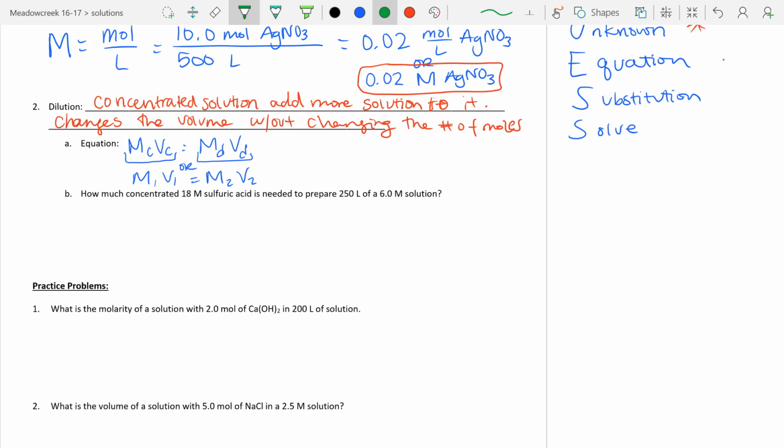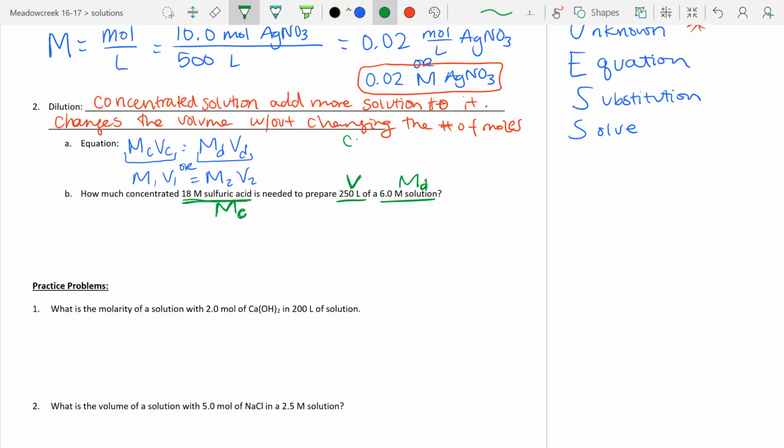So our example says how much concentrated 18 molar sulfuric acid is needed to prepare 250 liters of a 6.0 molar solution. Now, in order to do this, okay, we first need to find out what we've got. We've got an M, liters is volume, and we've got another M here. So with two M's, how do we decide which one is which? Well, I always make M1 or Mc the biggest one. So 18 molar is bigger than 6 molar, so I'm going to make this Mc, which automatically makes this one Md.